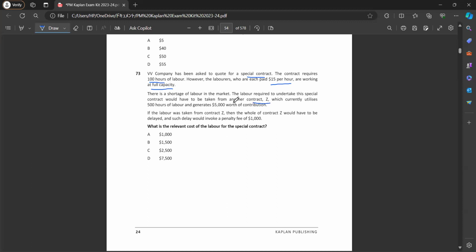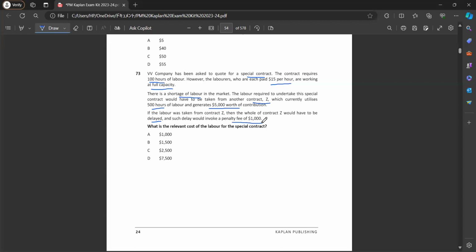So in the market also labor is not available, shortage of labor, which currently utilizes 500 hours of labor and generates 5,000 worth of contribution. Done. Apart from that, we do see that if the labor was taken from contract Z, then the whole of contract Z would have to be delayed. And as such, they would invoke a penalty of 1,000. So now they will have to pay this 1,000 penalty fee.